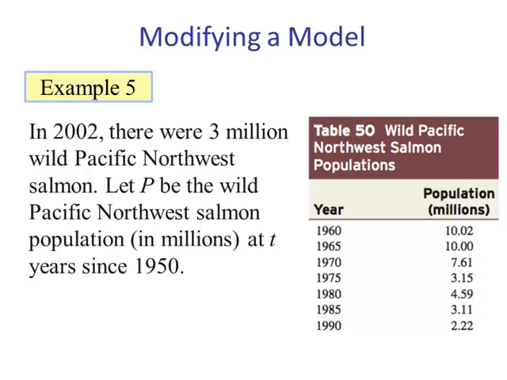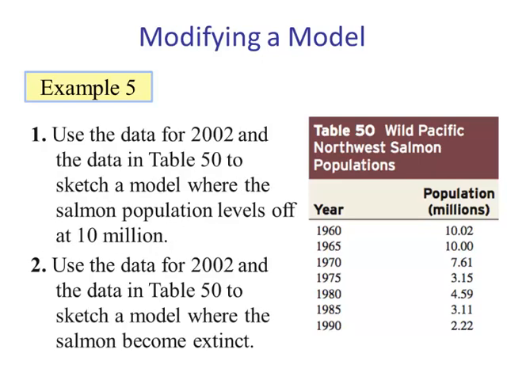Example number 5. In 2002, there were 3 million wild Pacific Northwest salmon. Let P be the wild Pacific Northwest salmon population measured in millions, T years since 1950. Number 1. Use the data for 2002 and the data in Table 50 to sketch a model where the population of salmon levels off at 10 million. Number 2. Use the data for 2002 and the data in Table 50 to sketch a model where the salmon become extinct.